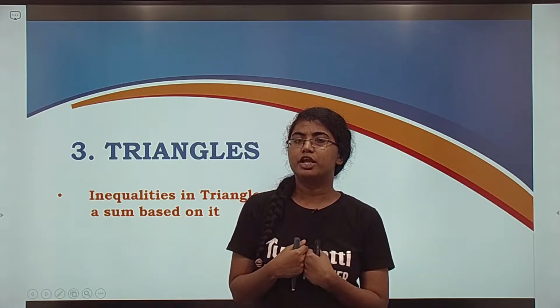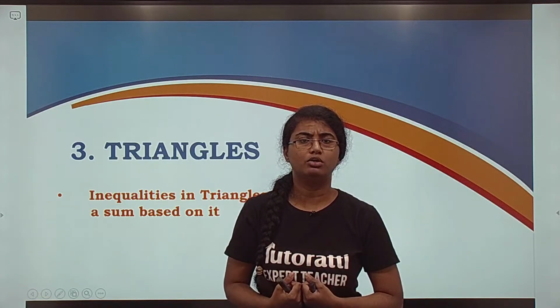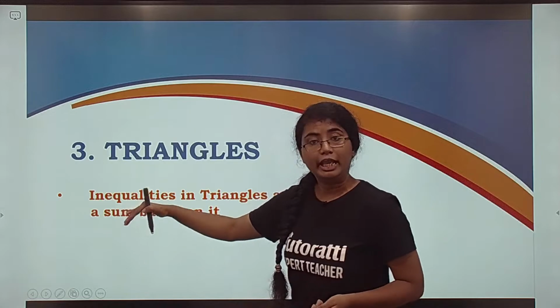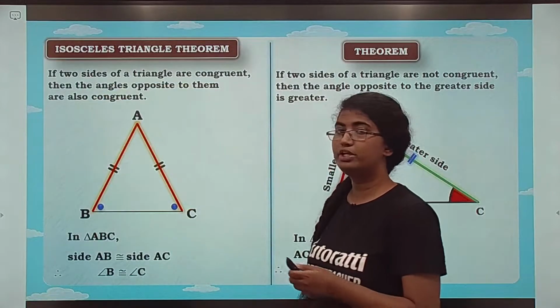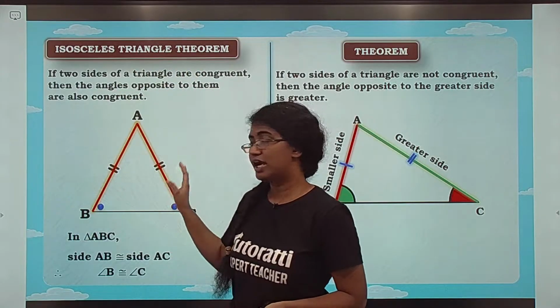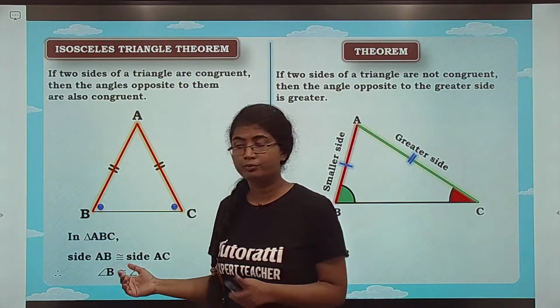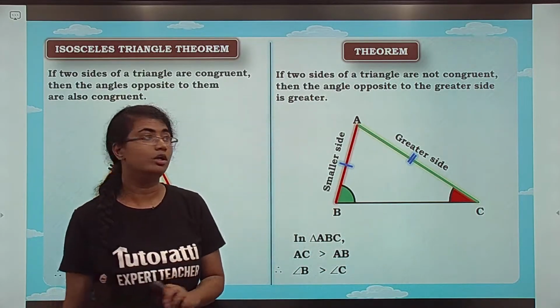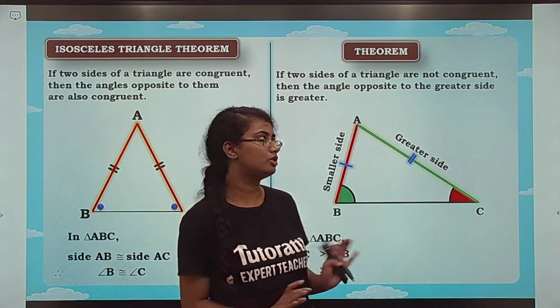But what happens in case of a scalene triangle where nothing is congruent? तब क्या होगा? So that is where inequalities in a triangle come into play. Okay, let us see how we do that. Isosceles triangle, again, two sides are congruent, उनके opposite angles will be congruent as well. Coming to the scalene triangle, यहाँ पे कुछ भी congruent नहीं है. All the sides are different.